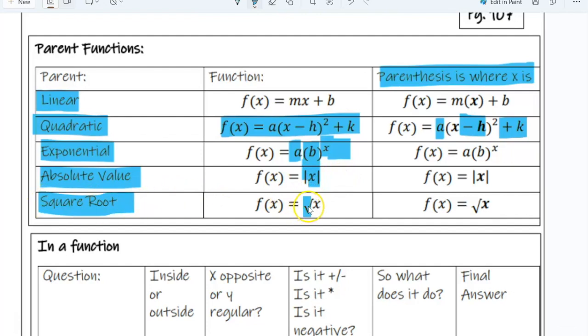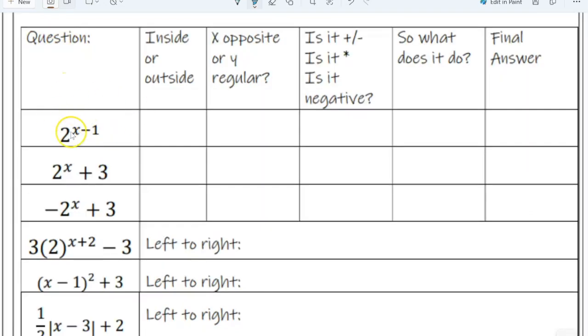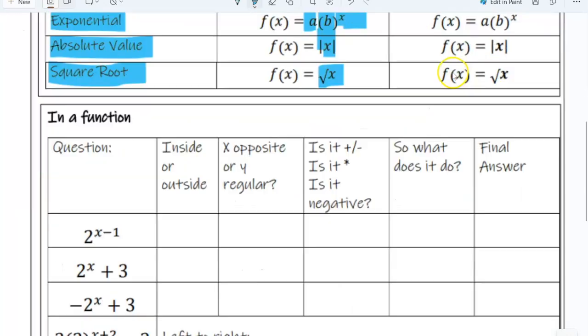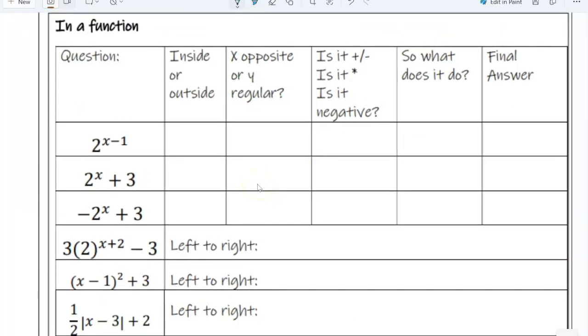Square root. All right, the square root is the parentheses. So put a parenthesis right there. Anything inside the square root is x. Anything outside is y. Here's the question. All right, so remember, parenthesis is where the x is. So what I'm going to do is put a parenthesis right here. That's where the x is.